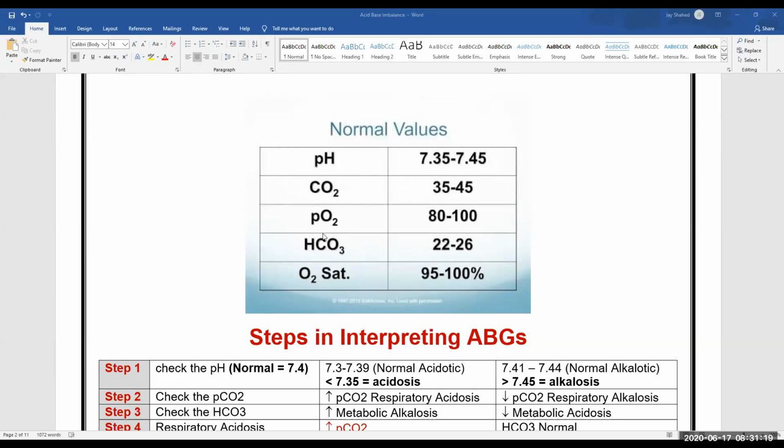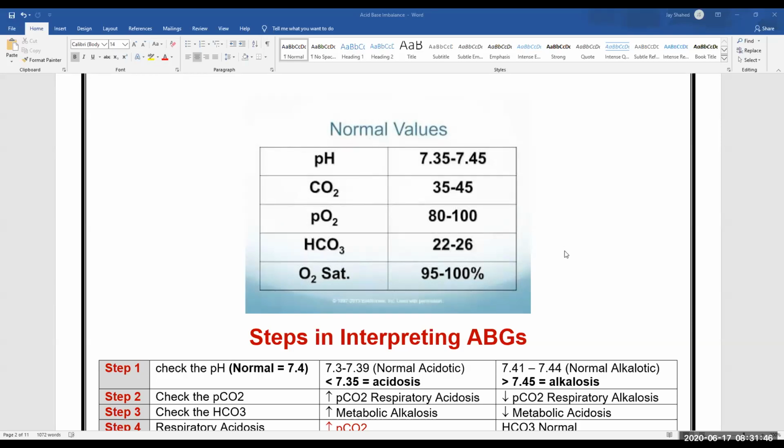All right, the next thing we look at is the HCO3 here. The HCO3 is the bicarbonate. Now this is the detector for base. So the higher this number is, the more basic we are. The lower the HCO3, the more acidic we are, okay? So 22 to 26 again is the range.